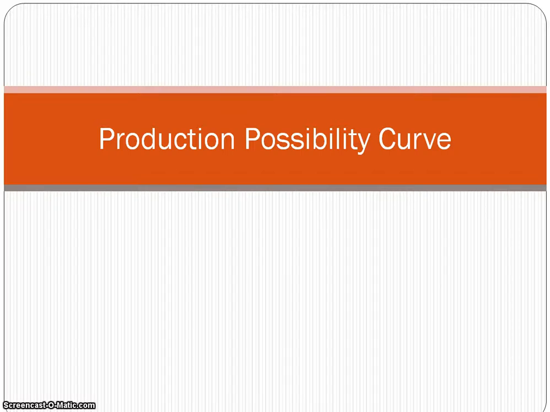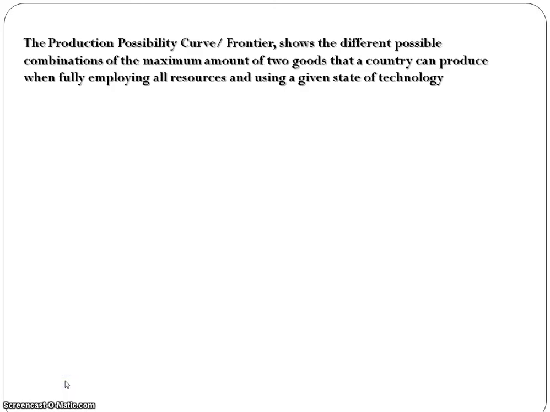Hi, in this video session, what we're going to look at is the production possibility curve. So what is the production possibility curve? The production possibility curve, or frontier, shows the different possible combinations of the maximum amount of two goods that a country can produce when fully employing all resources and using a given state of technology.